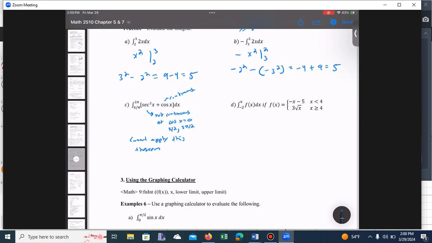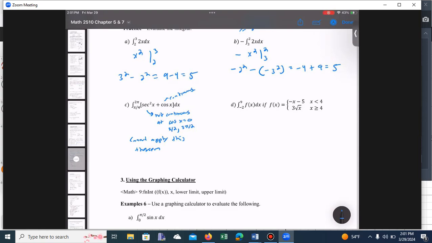All right, so here we have the function is negative x minus 5 when x is less than 4, and 3 square root of x when x is greater than or equal to 4. Now the only issue would be if we're taking the square root of a negative number, but there x is always going to be higher than 4, which is positive, so that won't be an issue.